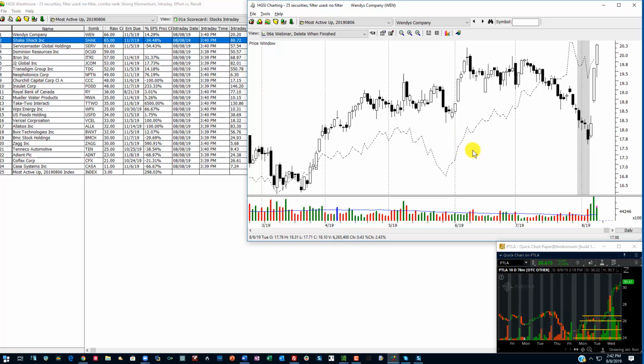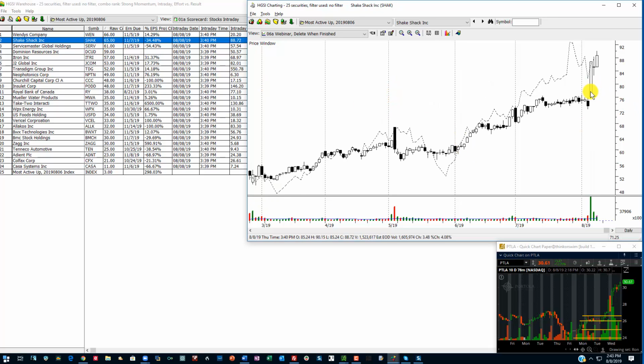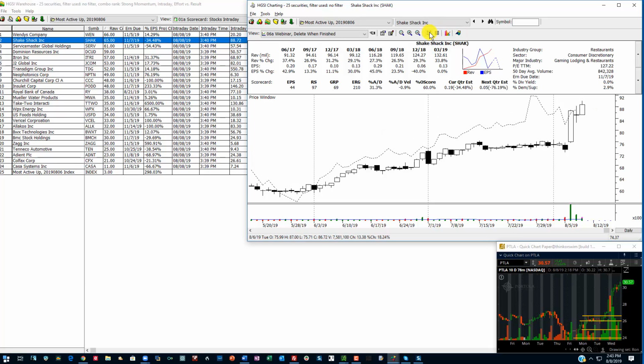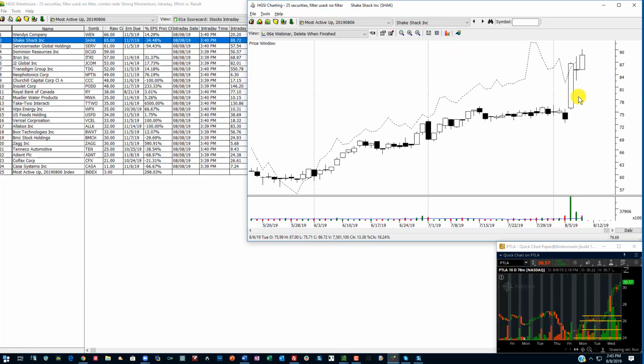Shake Shack, this is another one. This is the 6th. Doji yesterday. Kind of stalled out, but it's breaking out. It broke out past that high. It's kind of pulling back a little bit here. Earnings are not in the database yet. They'll be in Tuesday, but this shows what the most active show.